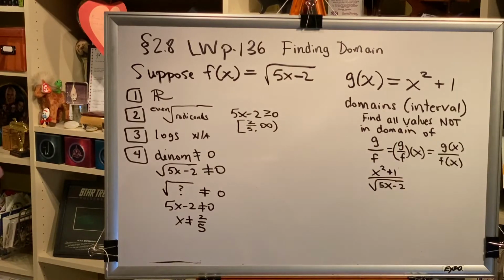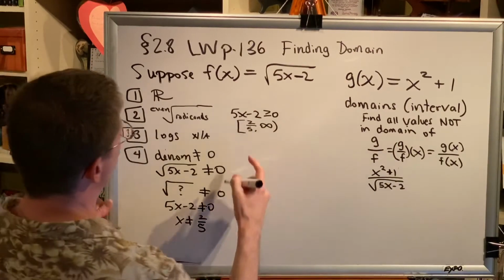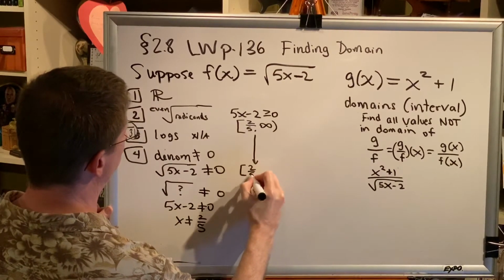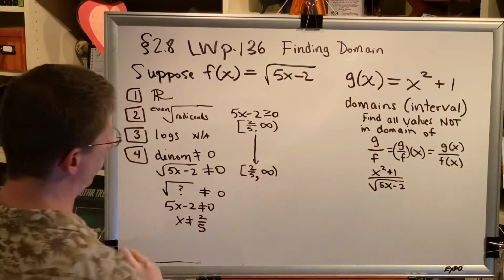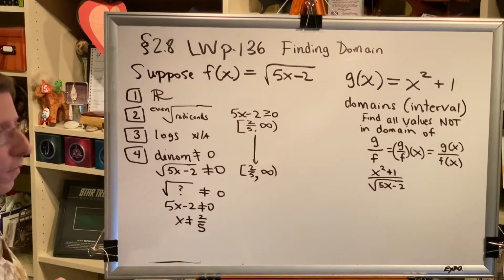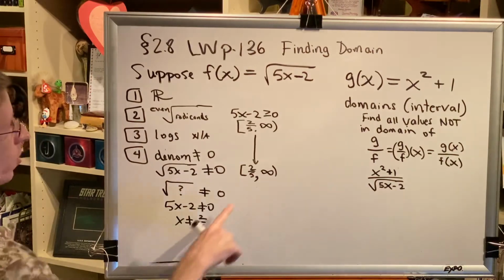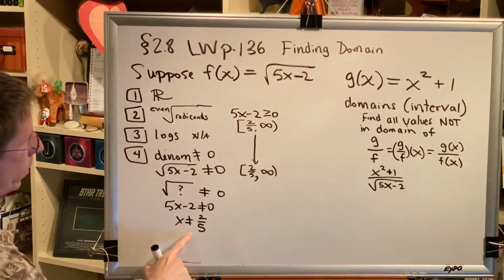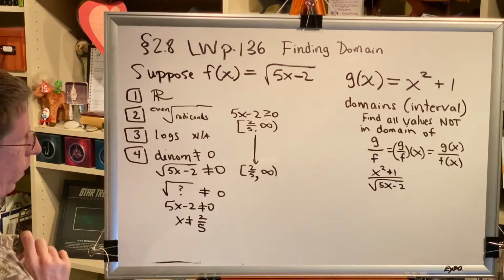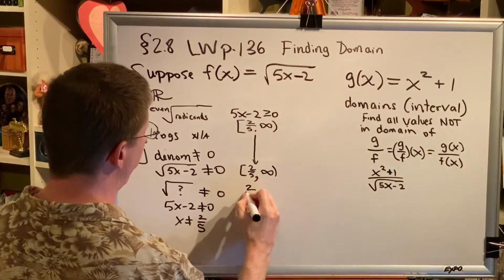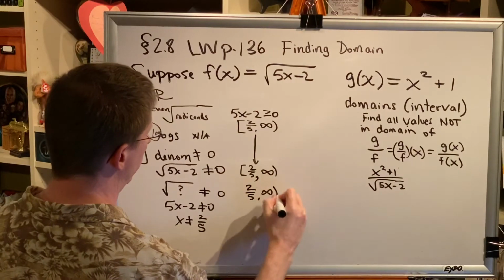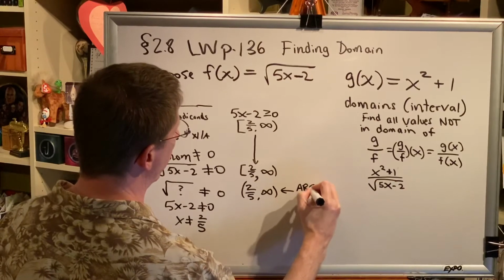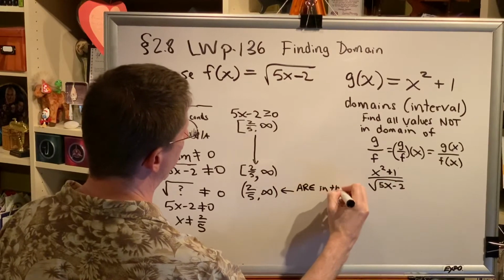Okay, so now we just have to put these things together. So this is what we had at the end of step 2. And now we're going to remove 2/5 from this collection of numbers. Well, right now 2/5 is being included. We now want to exclude 2/5. And so this gives us the following result. Okay, these are the numbers that are in the domain.